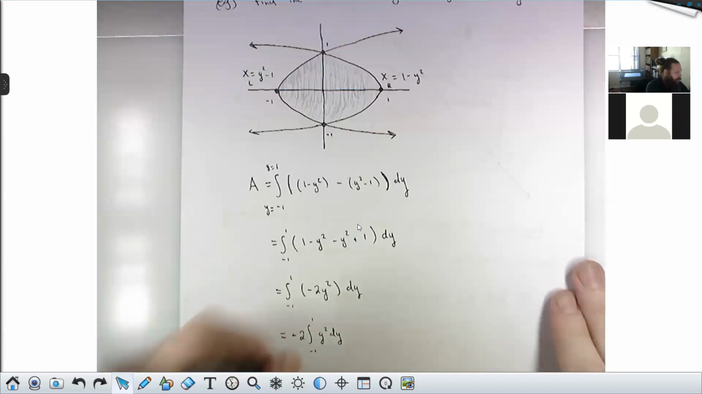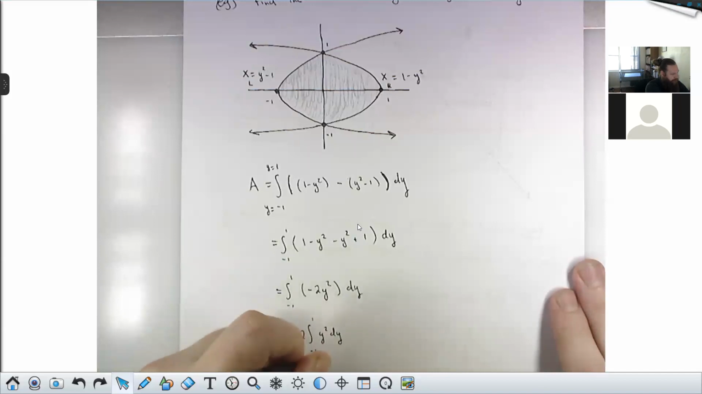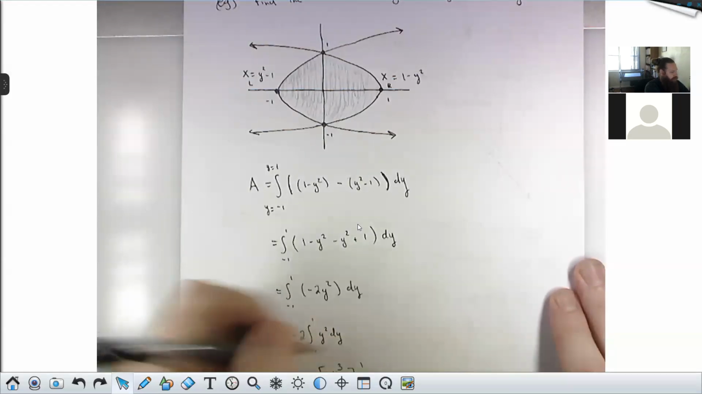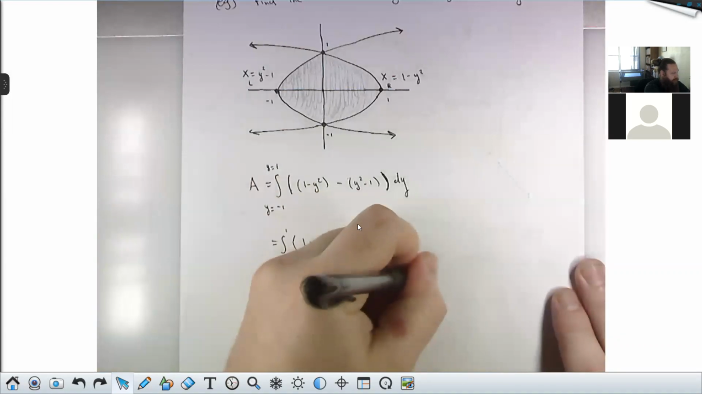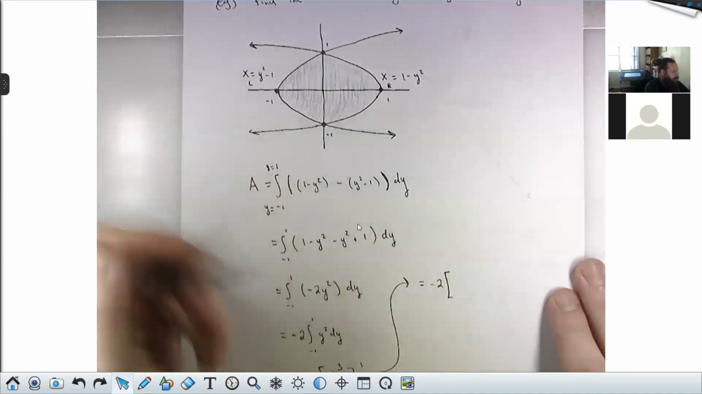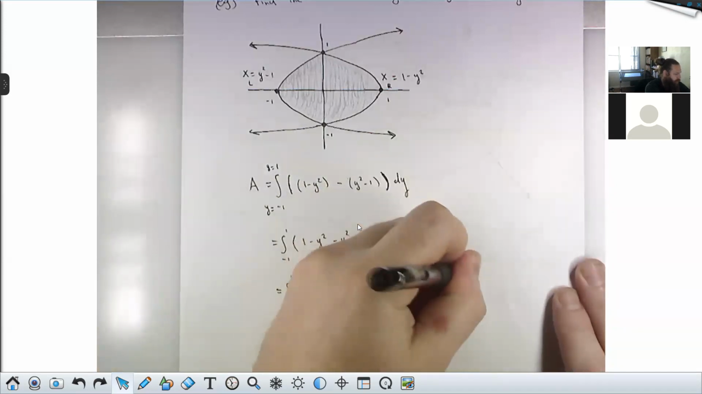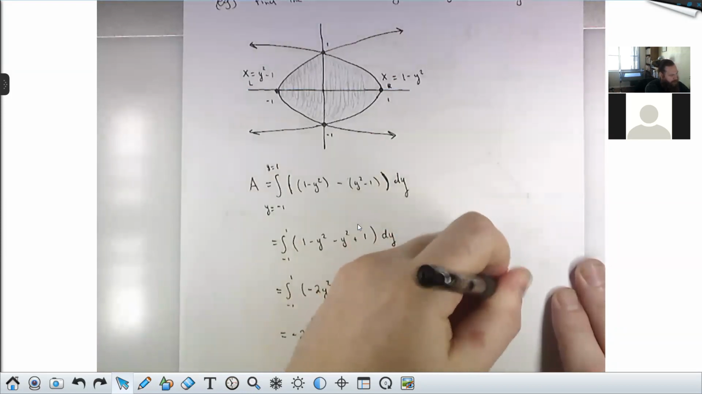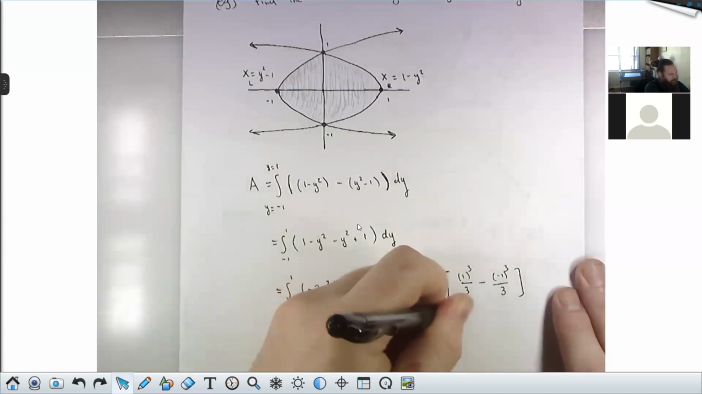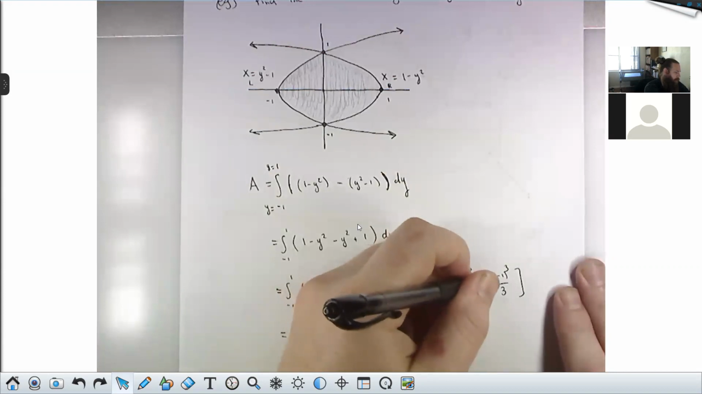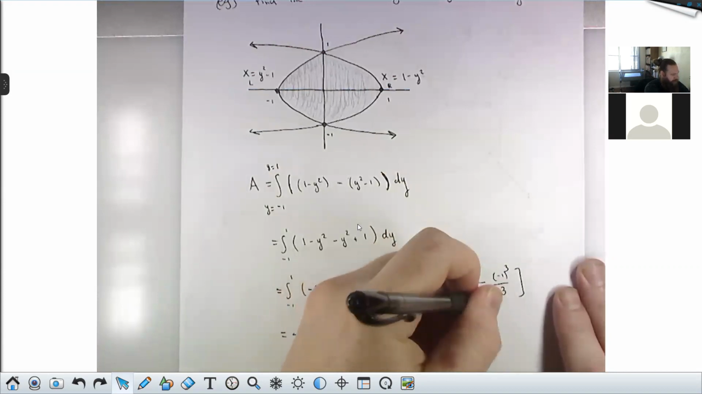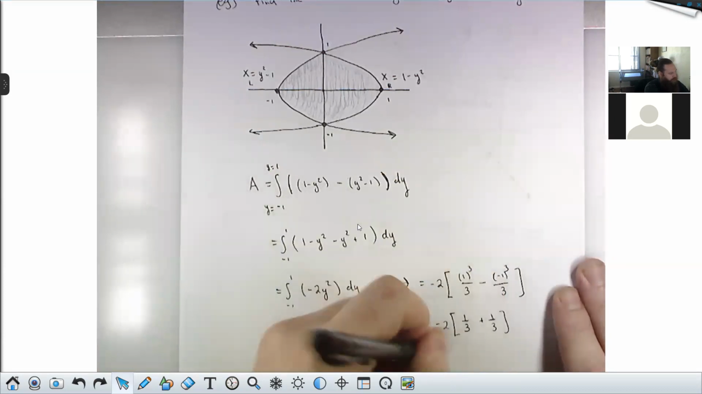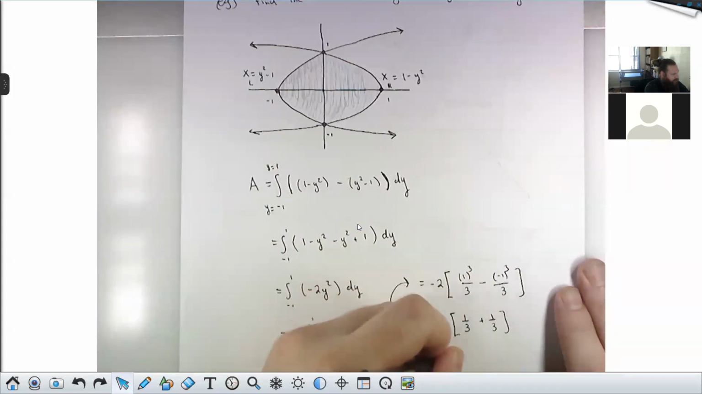Okay. From here, antiderivatives are easy. We have y cubed over 3 evaluated from -1 to 1. So this is going to be -2 times 1 cubed over 3 minus -1 cubed over 3, which is -2 times 1/3. Minus here is going to make plus. -1 cubed is -1, so this is 1/3. So we're getting -2 times 2/3, which is -4/3.